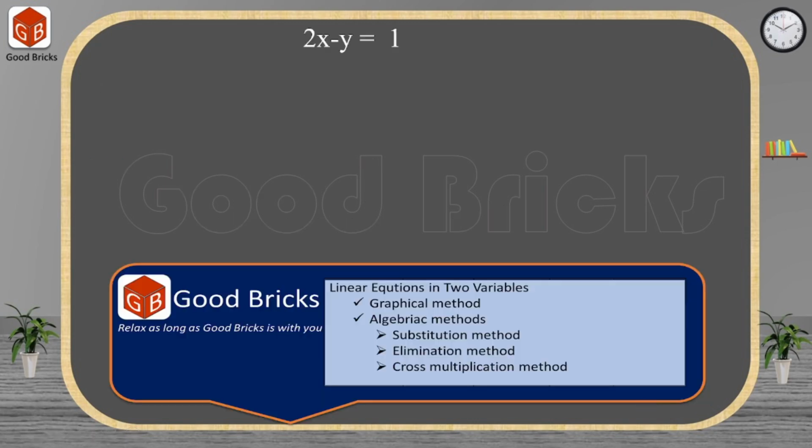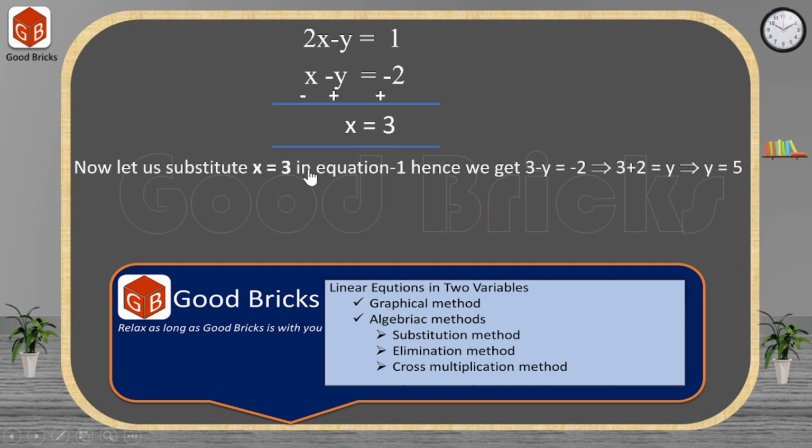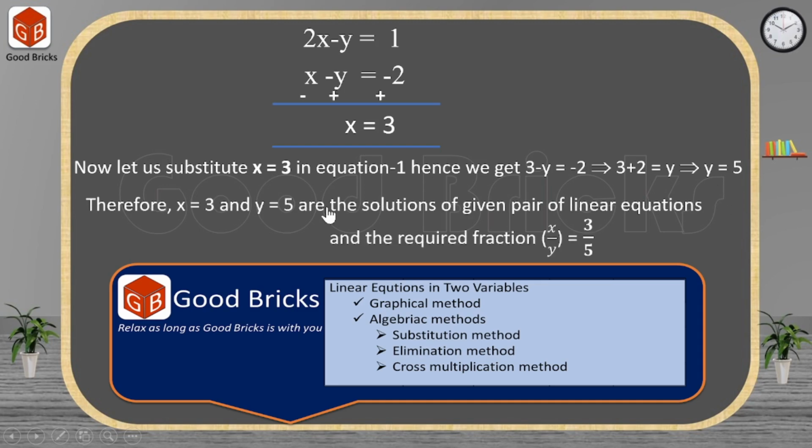So now let us do subtraction. This is second equation and this is first equation, and when we are subtracting we have to change the symbols. So minus y plus y gets cancelled and 2x minus x will give you x, and 1 plus 2 is equal to 3. Finally we got the answer x is equal to 3. Now we have to find y value using this x value. So x is equal to 3, let us substitute in equation 1 here, then you will get y value 5. Finally we got x value 3 and y value 5, and the required fraction will be 3 by 5.